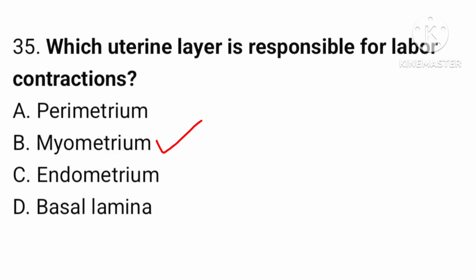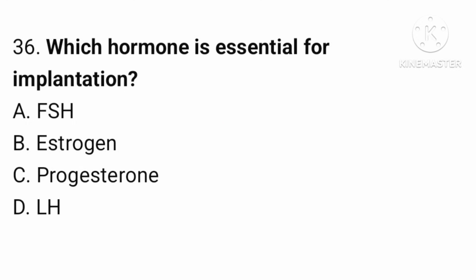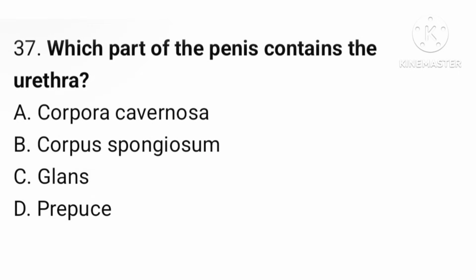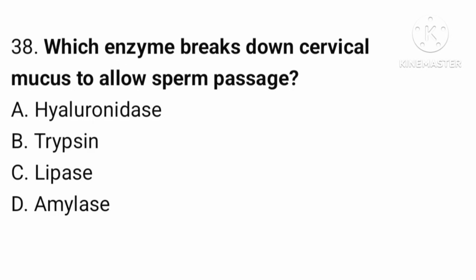Correct option is B. Which hormone is essential for implantation? Correct option is C. Which part of the penis contains the urethra? Correct option is B. Which enzyme breaks down cervical mucus to allow sperm passage?